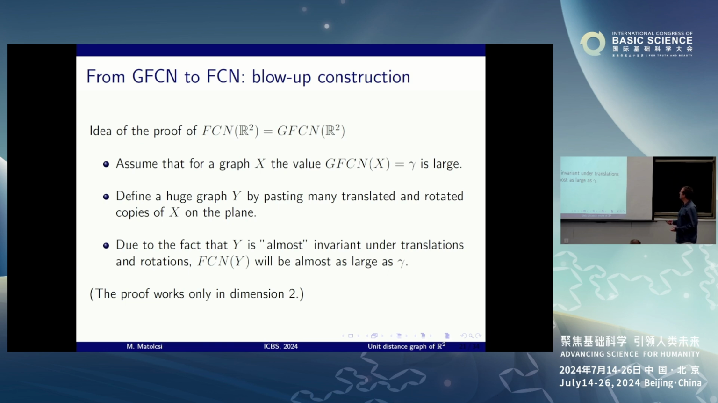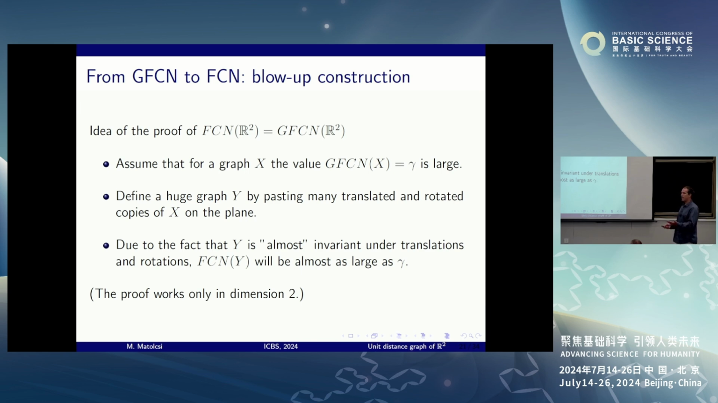So assume that someone gives me a small graph X, with geometric fractional chromatic number fairly large, let's say gamma. You can think of gamma as equal to 4, because that's what's going to happen in the next slides anyway. So someone comes to me and says, look, this is a finite graph with geometric fractional chromatic number equal to 4. Can you construct something which has fractional chromatic number, without these geometric constraints, just the fractional chromatic number, equal to 4 or at least close to 4? And I say I can.